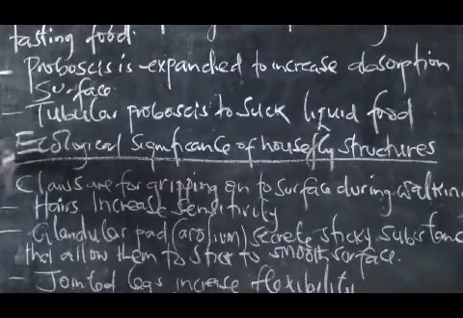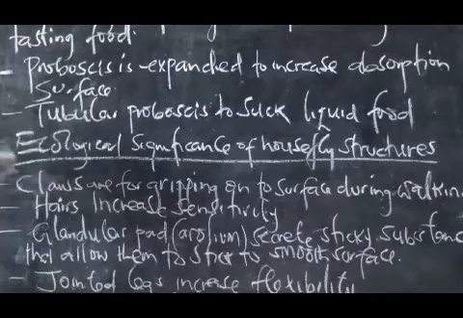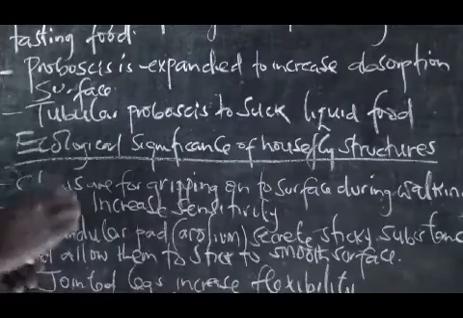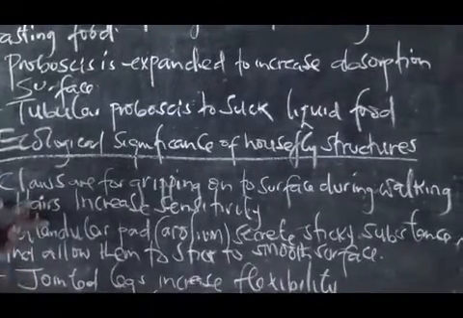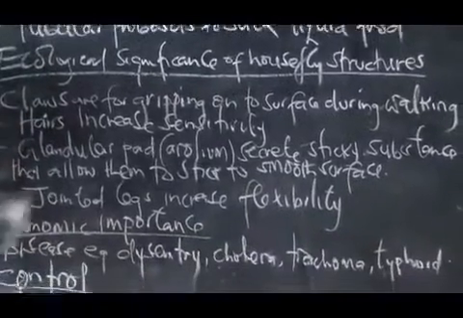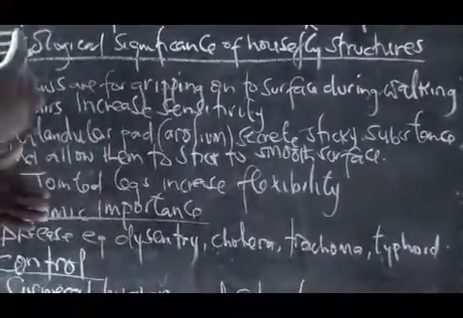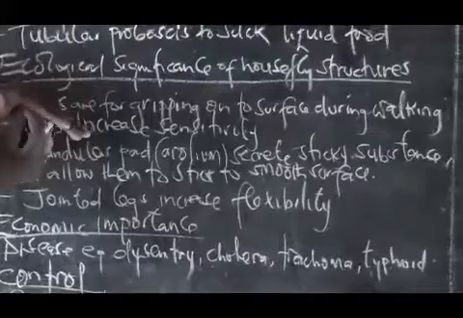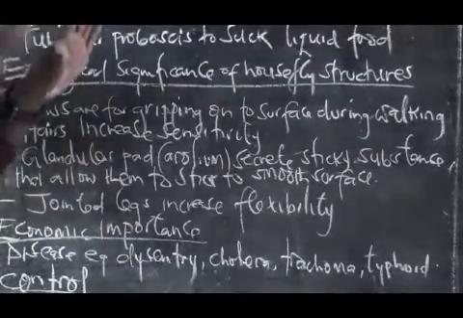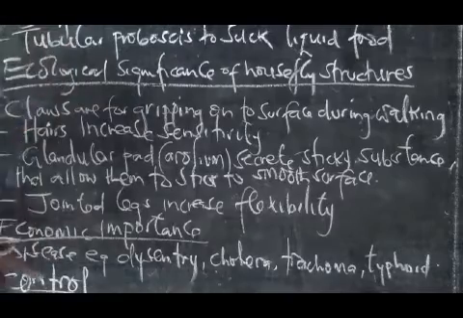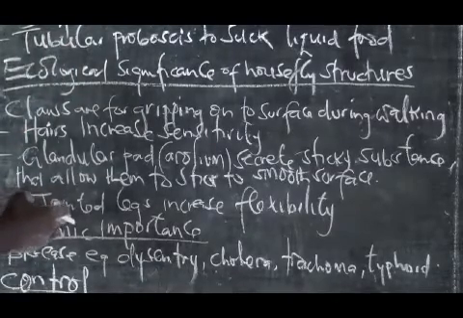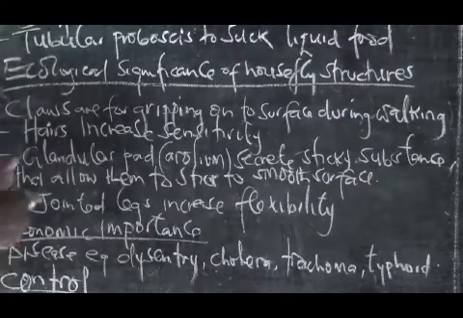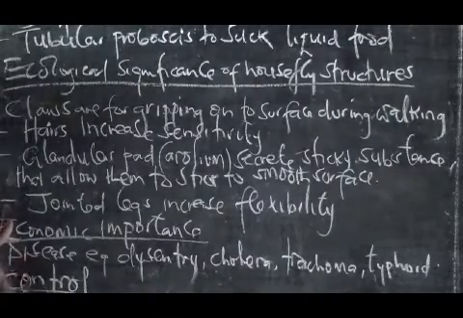The ecological significance of housefly structures. Why are their structures the way they are? We say that claws are for gripping on surfaces during walking. We have hairs. Now the hairs always increase sensitivity to the environment so that they can respond faster. Then we have the granular part or arolium on the feet, and those ones secrete a sticky substance that is used for walking on smooth surfaces like glass. Then we have jointed legs. Those ones simply increase flexibility during walking. What are the economic importances of the housefly?